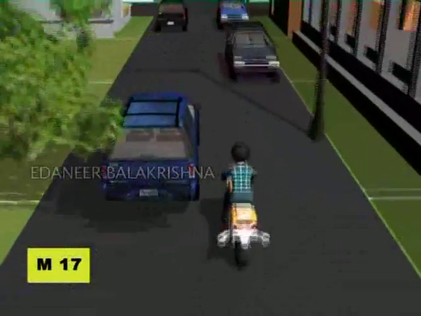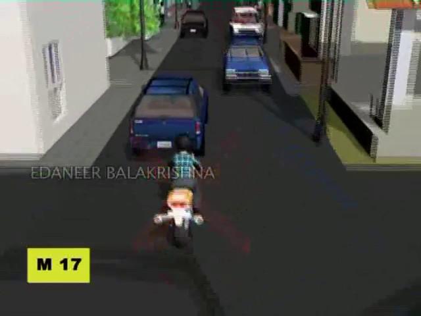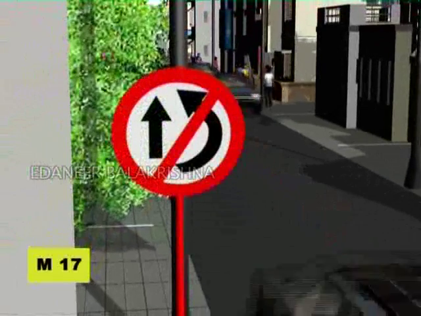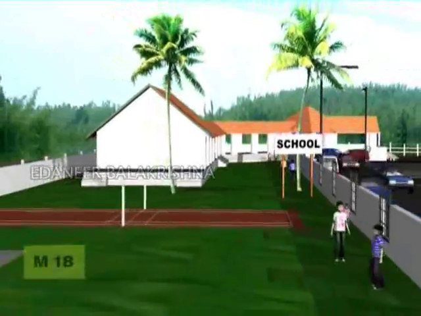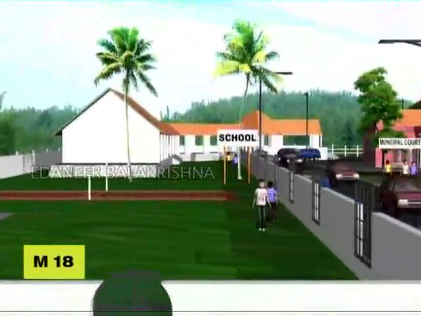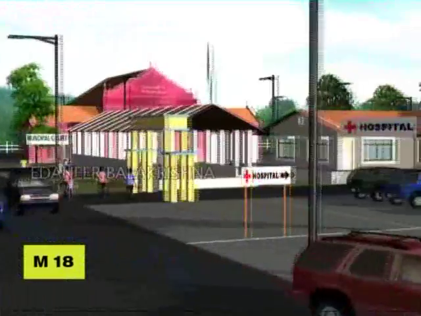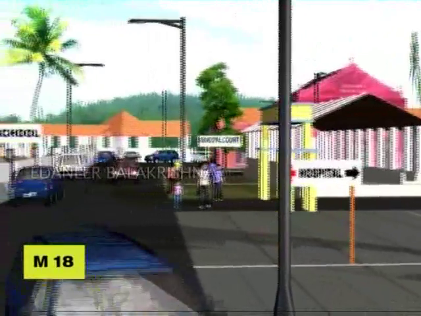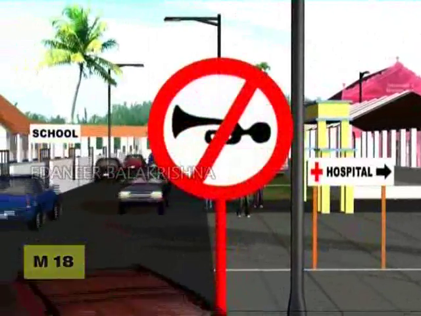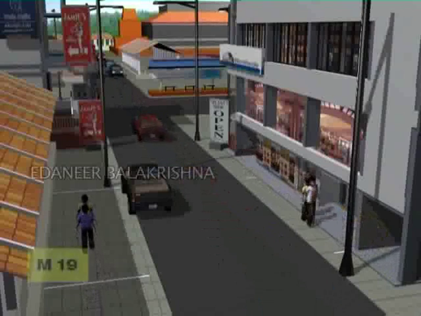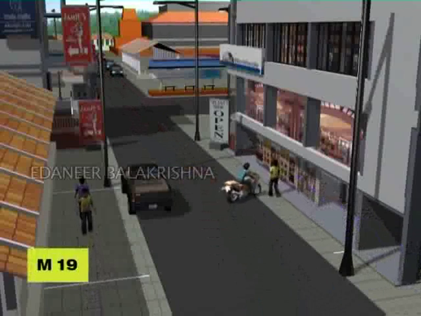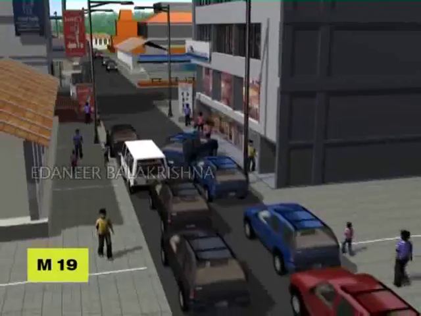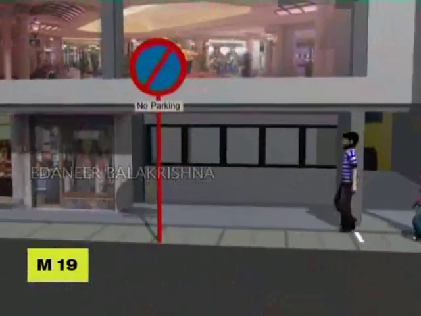Overtaking on narrow and curved roads cause accidents. M17 prohibits such overtaking. Blowing the horn on roads adjacent to courts, colleges, hospitals, and office complexes creates public nuisance. Traffic sign M18 prohibits this. Parking vehicles on narrow roads with constant movement of vehicles creates traffic jams. M19 prohibits such parking of vehicles.